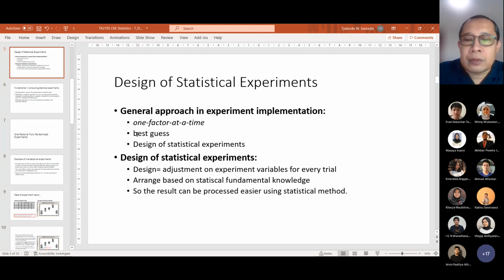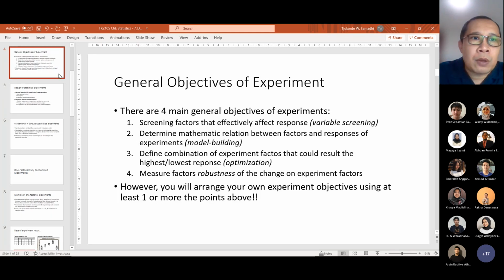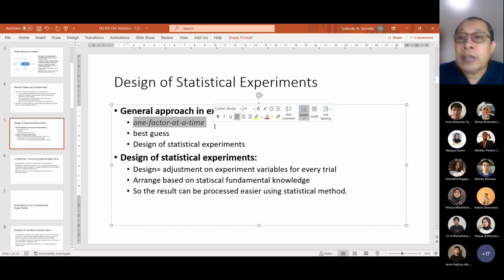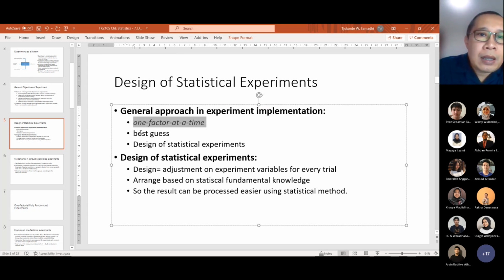And another main weakness of this OFAT approach is that OFAT cannot measure interaction. It cannot measure interaction effect between two or more factors, and in some cases that can be a serious disadvantage. Another approach is what we call the best guess approach.